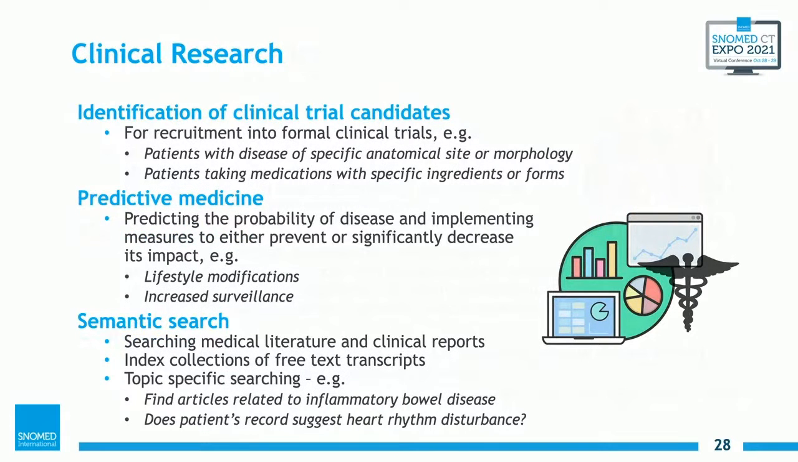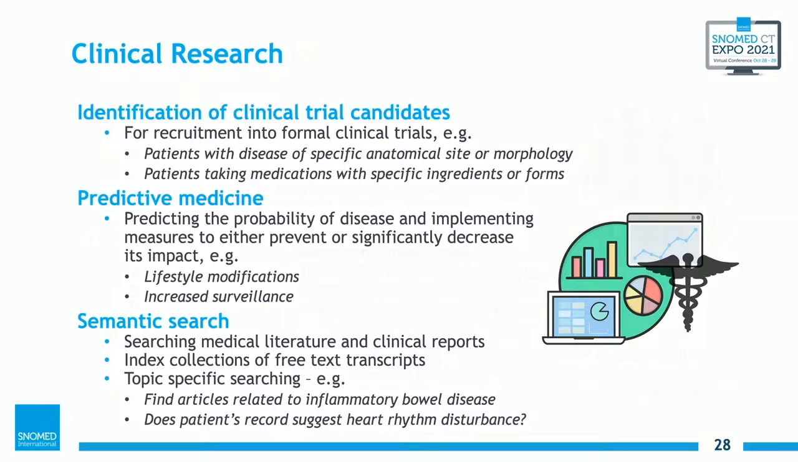And lastly, clinical research is the third broad category. SNOMED CT is used for identifying clinical trial candidates. For example, candidates with a disease associated with a particular anatomical site, or patients taking medications with specific ingredients or drugs. There are a range of criteria that can be used to identify clinical trial candidates.